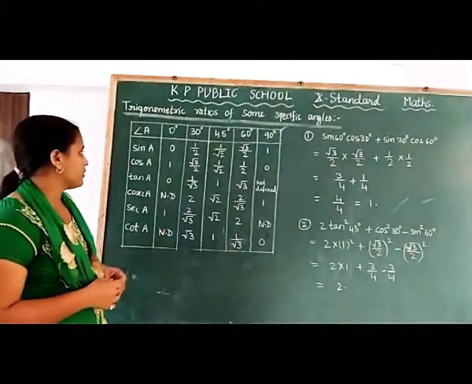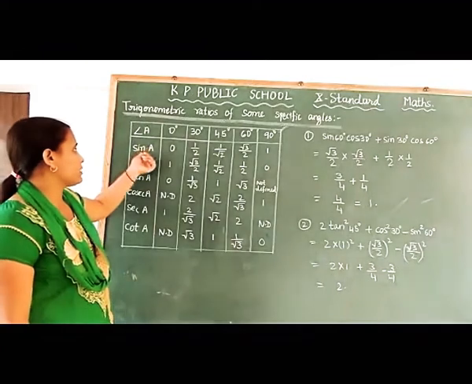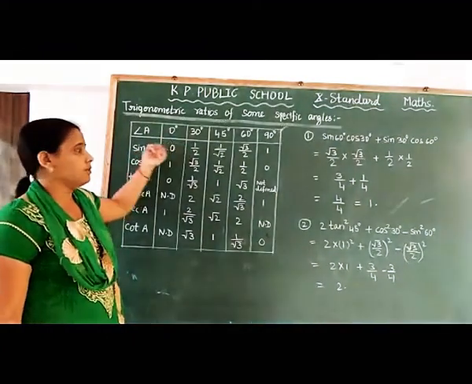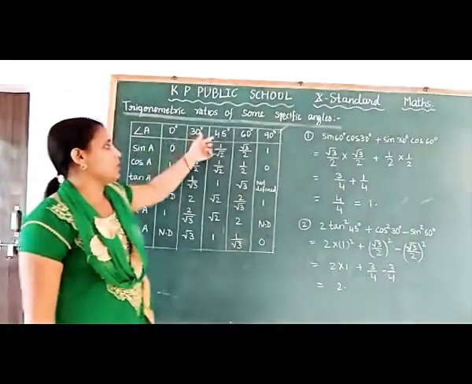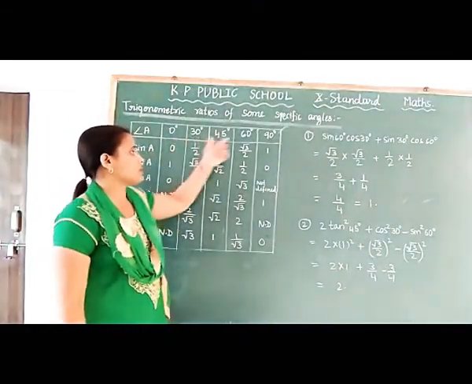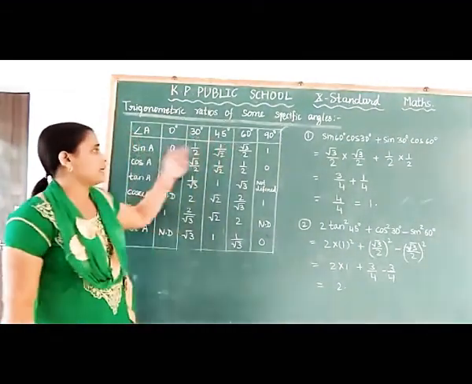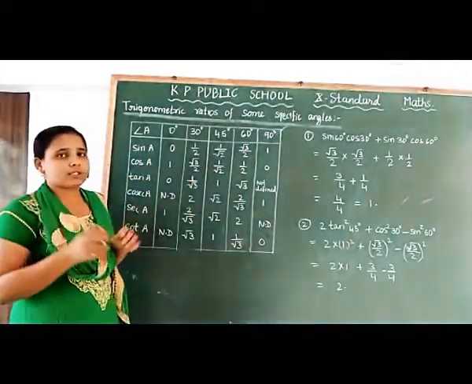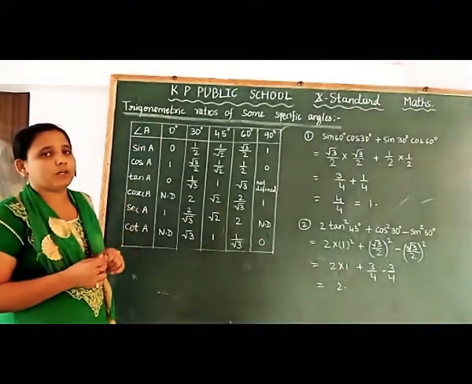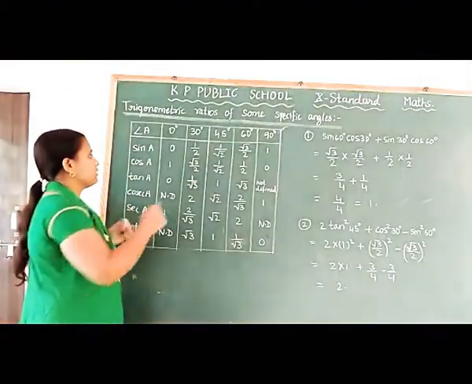So let's see, the value of sine 0 degree is 0, sine 30 degree is 1 by 2, sine 45 degree is 1 by root 2, sine 60 degree is root 3 by 2, and sine 90 degree is 1. And similarly, students, there is a way to learn these values. So how can we learn?